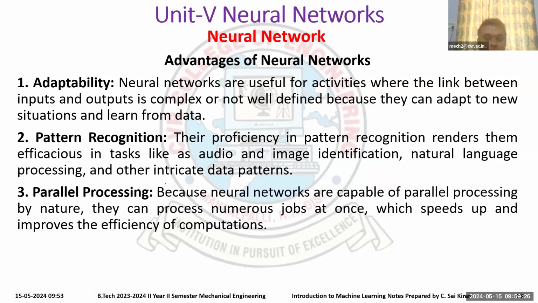Next, parallel processing. Once you start the neural network, there are a number of input layers. Suppose there are 50 input layers, and these layers will work simultaneously or in parallel. This speeds up and improves the efficiency of the computation, so you can calculate as soon as possible. By using this neural network, you will have parallel processing, and it will help in this case.